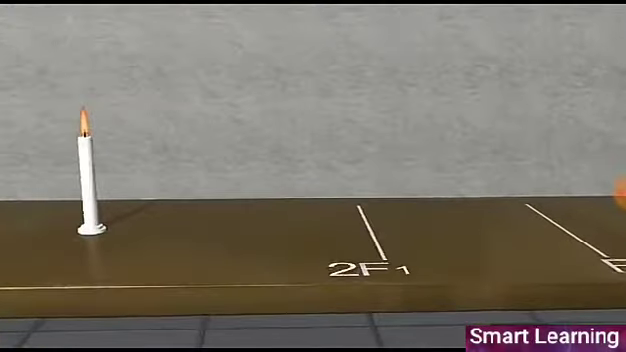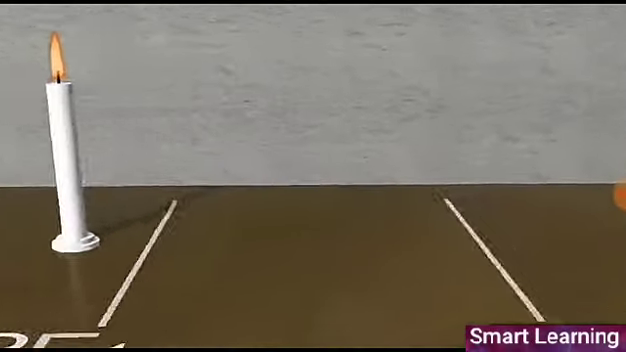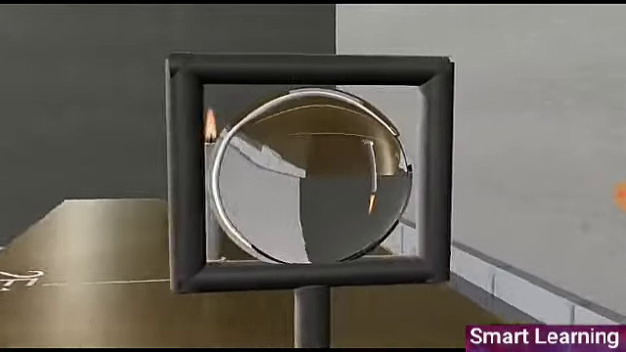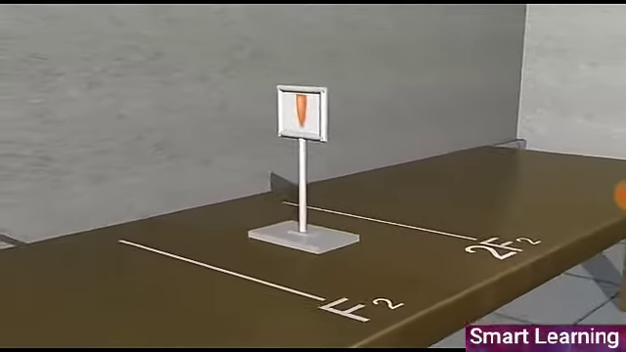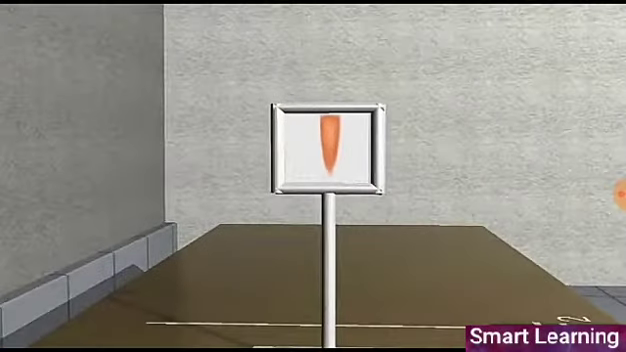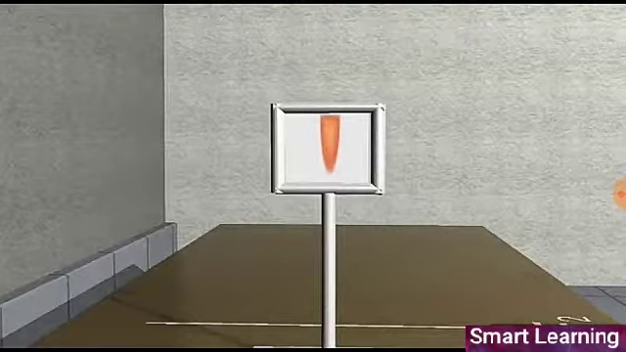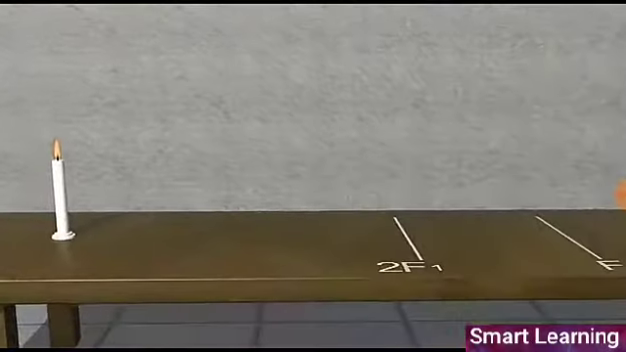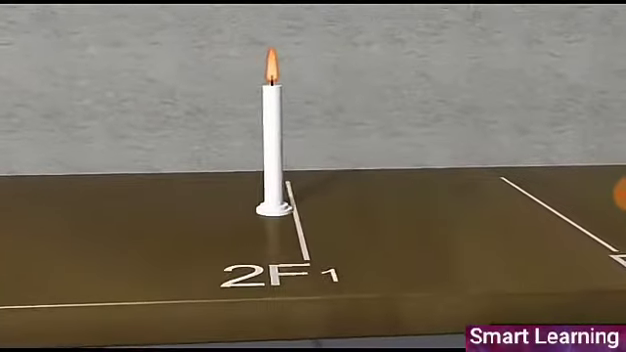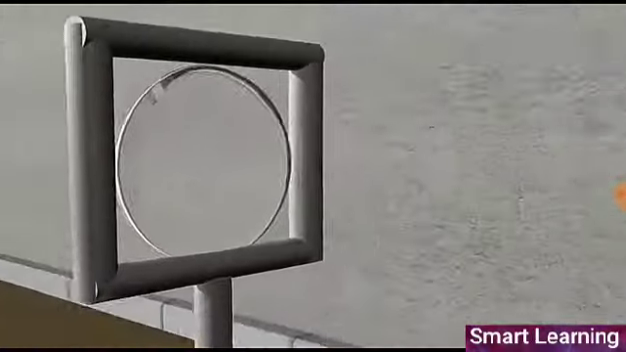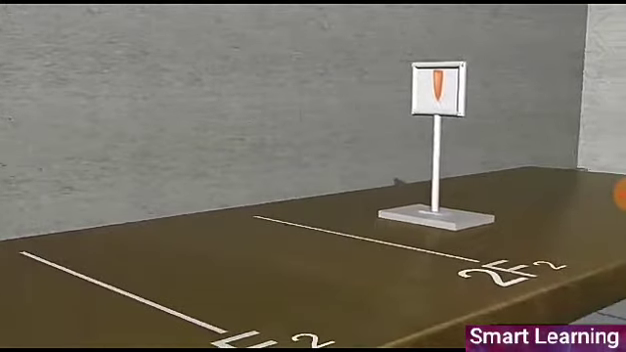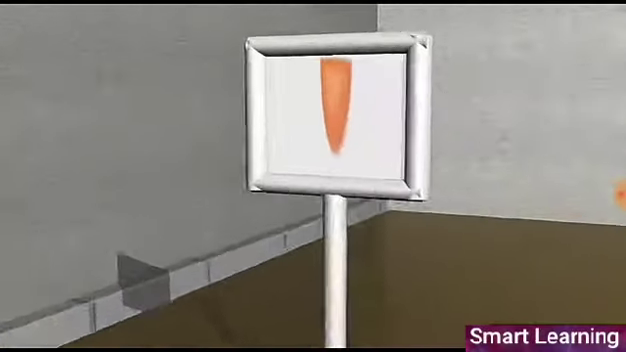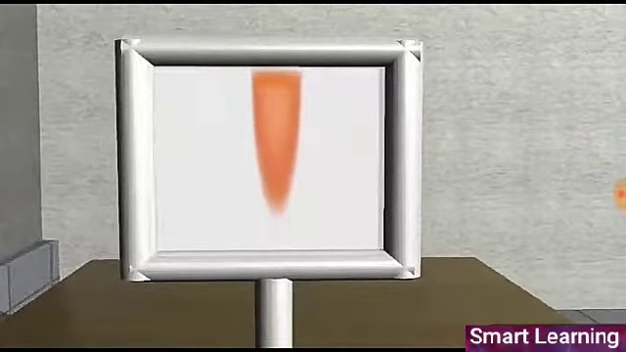Now, if the candle is placed just beyond 2f1, observe the image. Image is formed between focus f2 and center of curvature 2f2 on the other side, and is diminished, real and inverted. Now the candle is placed at 2f1. And when the screen is adjusted for a clear sharp image, what do you observe? Image is formed at 2f2 and of the same size and is real and inverted.